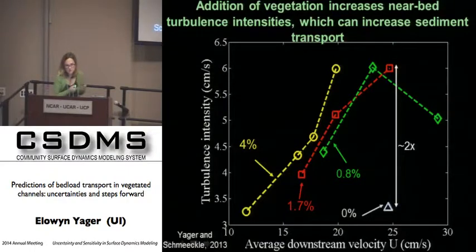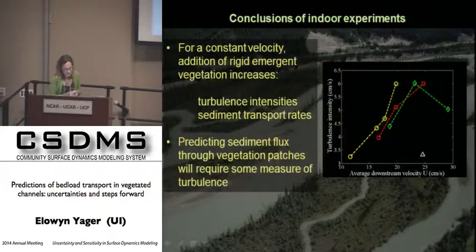So that means we have much more turbulence, higher fluctuations in turbulence occurring when we add vegetation, and this is causing higher bed load transport rates. And this occurs pretty much anywhere you look. For the same mean flow velocity, you increase turbulence intensities with the addition of vegetation. So at least in these experiments, if we hold the mean velocity constant, we add vegetation, we increase turbulence intensities, this increases sediment transport rates.